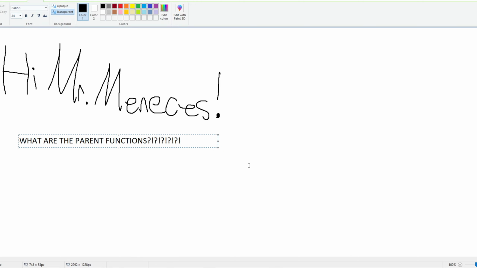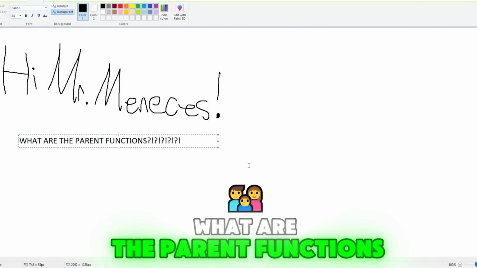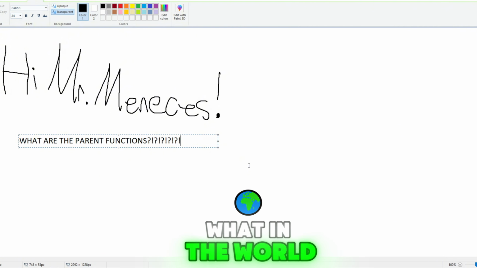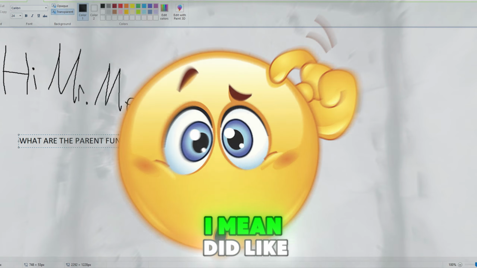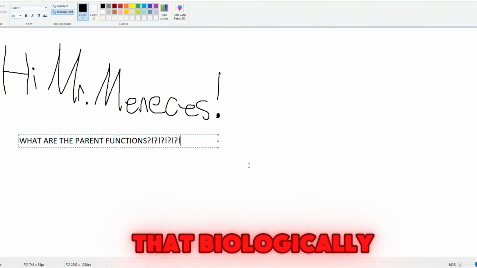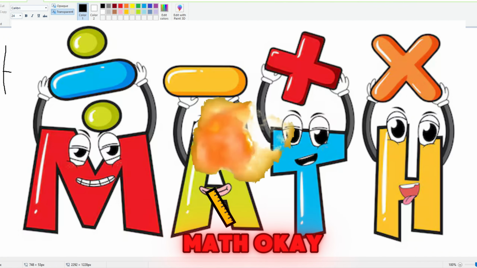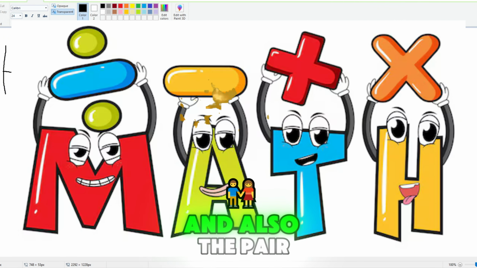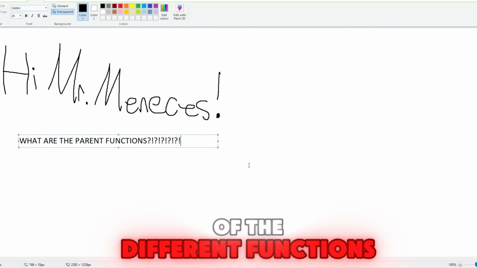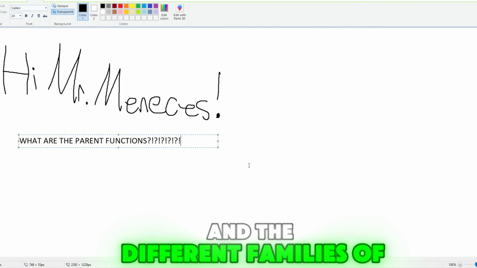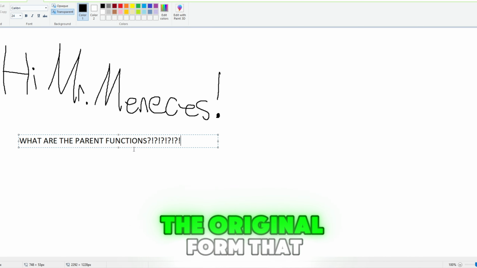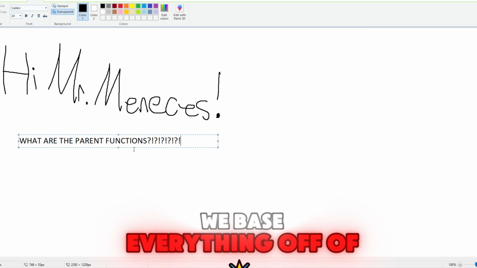Okay. What are the parent functions? You might be asking yourself, what in the world does a parent function even mean? I mean, do the functions have parents? How do they do that biologically? Well, the answer is it's math. The parent functions are, out of the different functions and families of functions, the simplest form, the original form that we base everything off of.